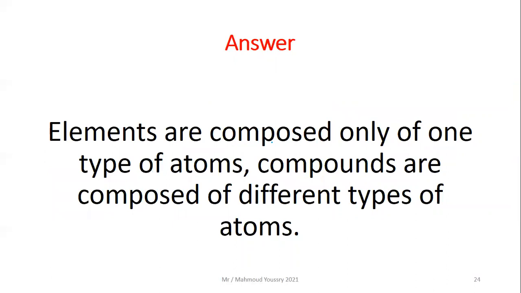So how are elements different from compounds? Yes, great. Elements are composed of only one type of atom, while compounds are composed of different types of atoms that are bonded together with a certain ratio.